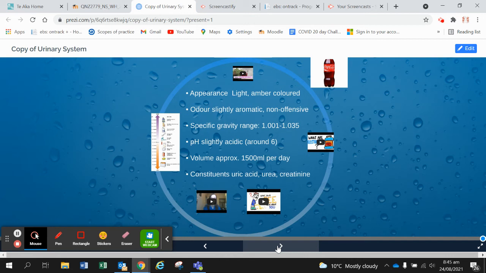That's 1500 ml. That's a very large bottle of water. But of course, the more you drink, the more you're going to urinate. The less you drink, the less you're going to urinate.